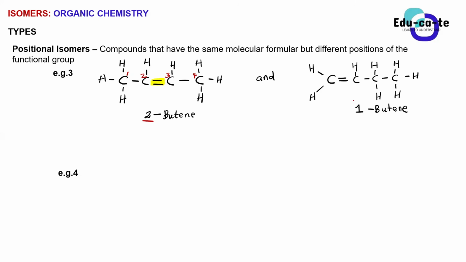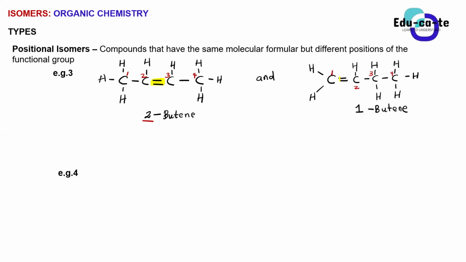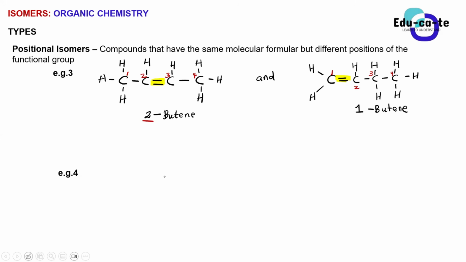And then when you go to the second compound, if we number these carbons in the right order, this is going to be carbon 1, carbon 2, carbon 3, and carbon 4. We still have the same double bond, but now the double bond is here between carbon 1 and carbon 2. So do you realize, guys, that the position of the double bond is no longer at the same place? Yes, sir. Yes, it's now on carbon number 1.